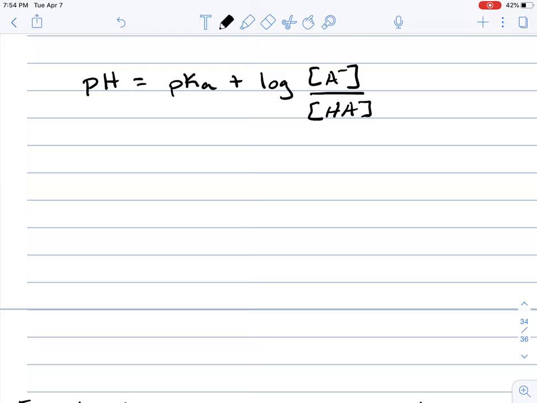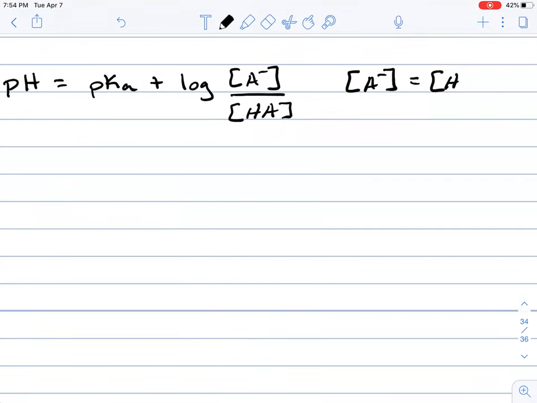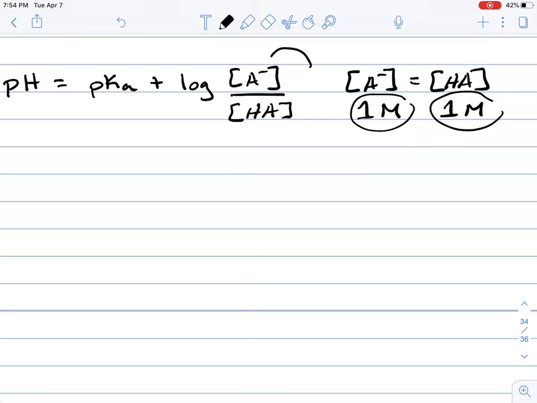And so if the concentration of A minus is equal to the concentration of HA, in other words, if we have a 1 molar concentration of the conjugate base and a 1 molar concentration of our weak acid, if we plug this value, and it doesn't have to be 1 molar, it can be any concentrations as long as they're the same, if we plug that into the brackets, we get log of 1/1. And the log of 1 is equal to 0.